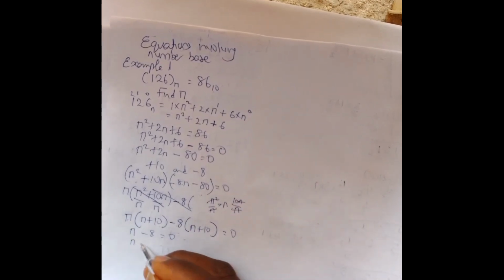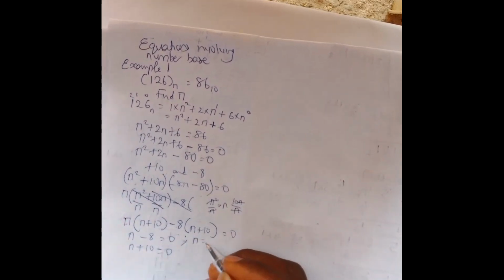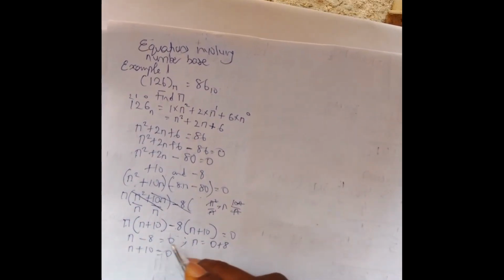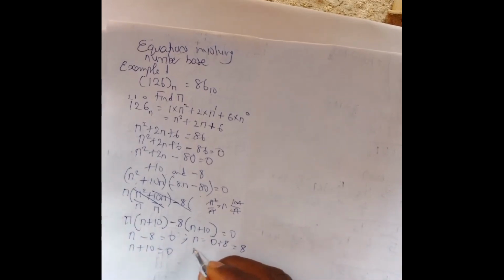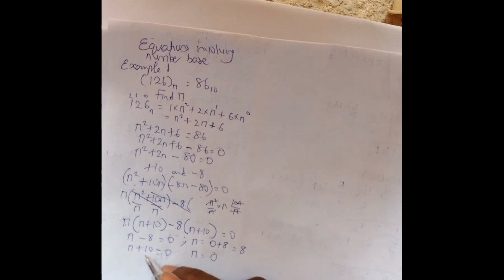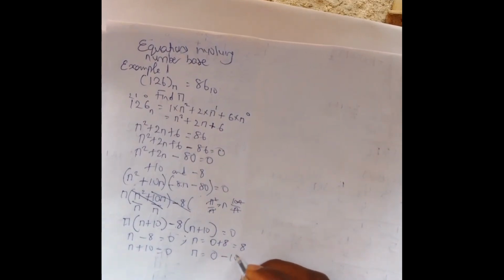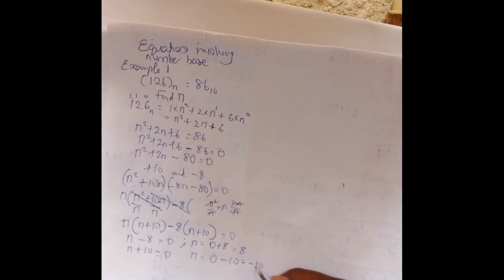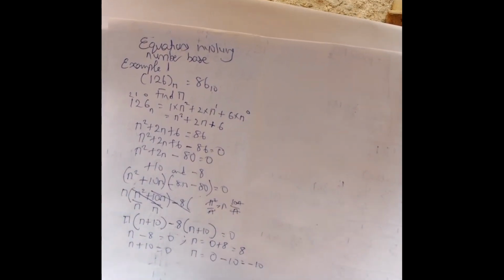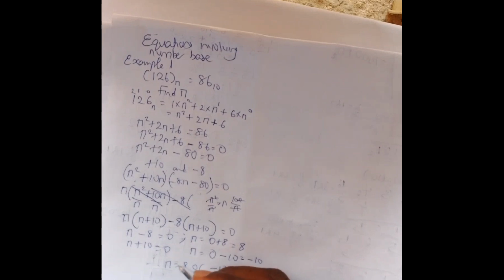And let's solve further. N is equal to 0 plus 8, because minus 8 will come here, turn to plus, which will give us 8. And n is equal to 0 plus 10 will go here, turn to minus 10, which equals 0 minus 10, which is minus 10. Therefore, our n is 8 or minus 10. But we always make use of the positive answer, which is 8 here. So our 8 here is the answer.